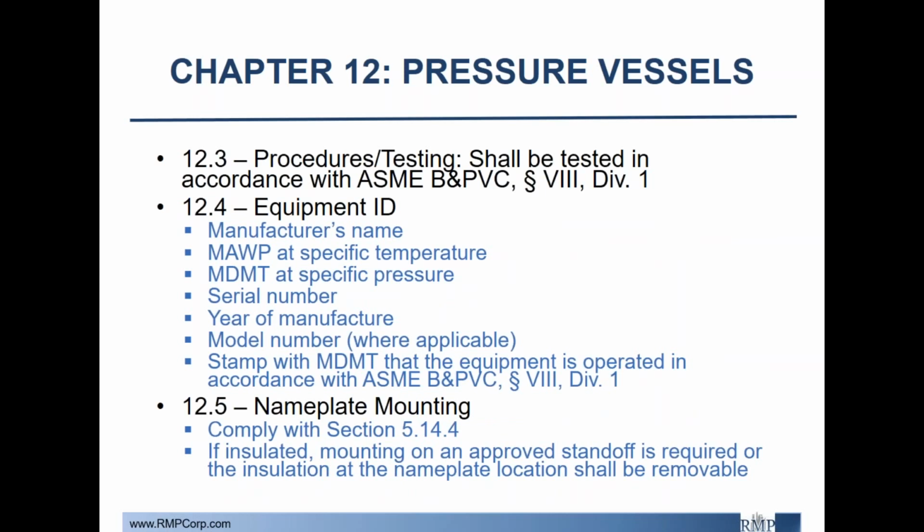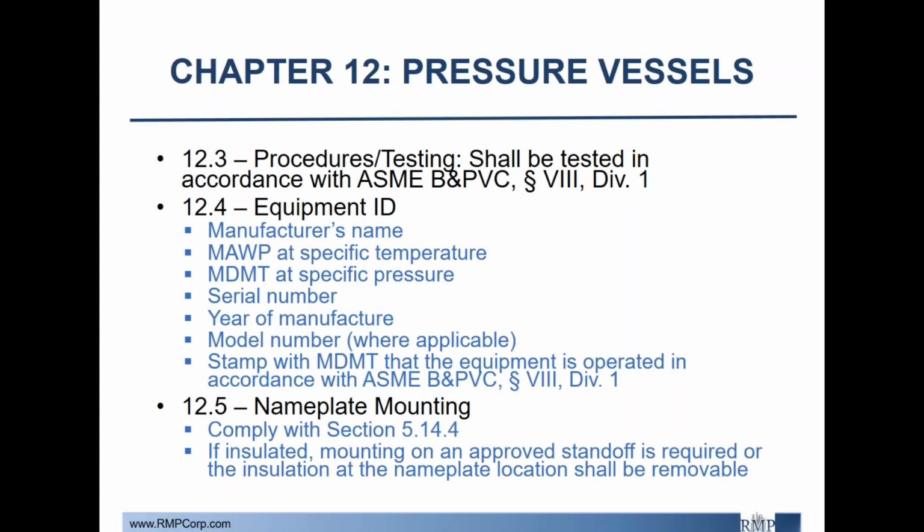Section 12.3 covers procedures and testing and states that they shall be tested in accordance with ASME codes. 12.4 equipment ID is, again, of course, the manufacturers providing the data in accordance with relevant UG sections of ASME code. At a minimum, we'll cover similar things to evaporators, such as the manufacturer's name, the maximum allowable working pressure, minimum design metal temperature, serial number, etc.